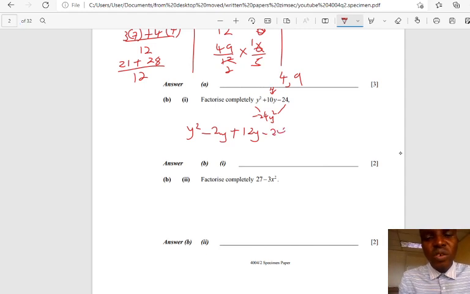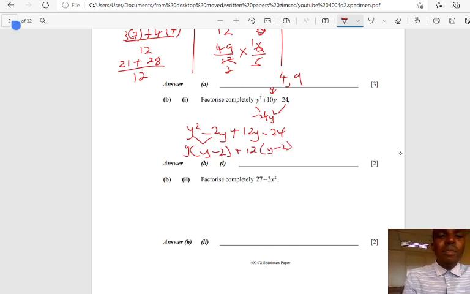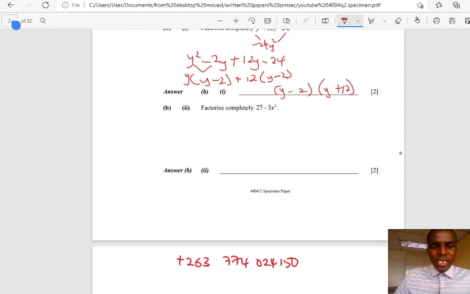Then minus 24. Then you take 2 out of these two, factor out y here, and it will be y minus 2. Then plus, you factor out 12, leaving y minus 2. So y minus 2 is the same. You write y minus 2 here as your final answer, then y plus 12, the values outside the brackets. Done.